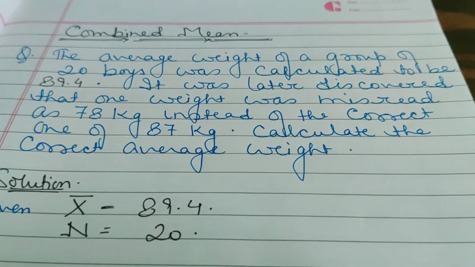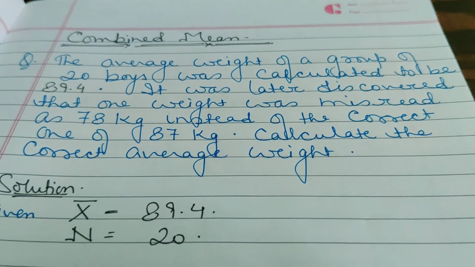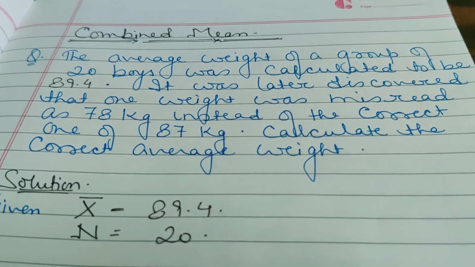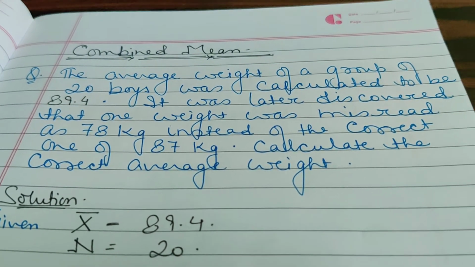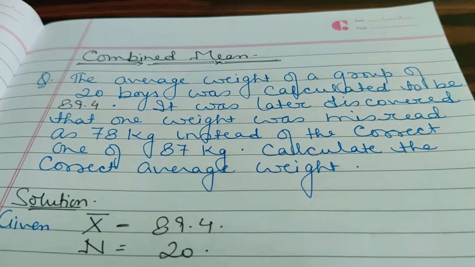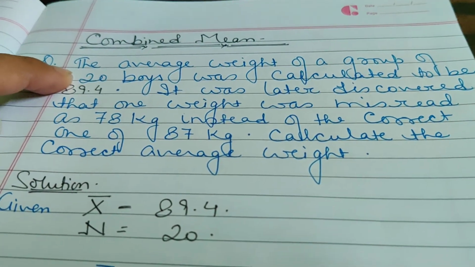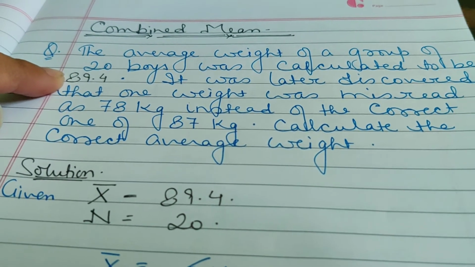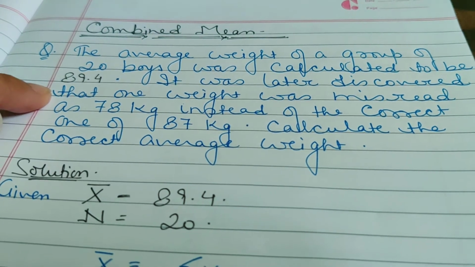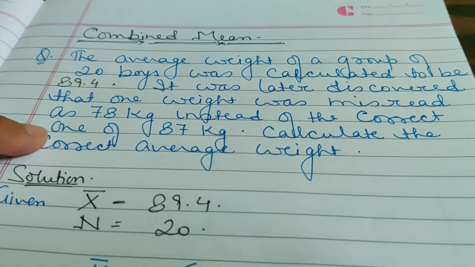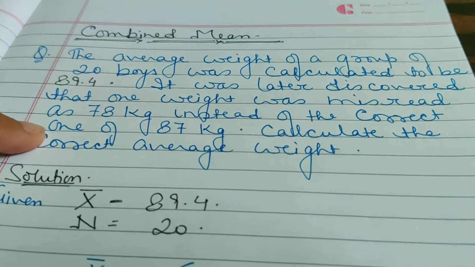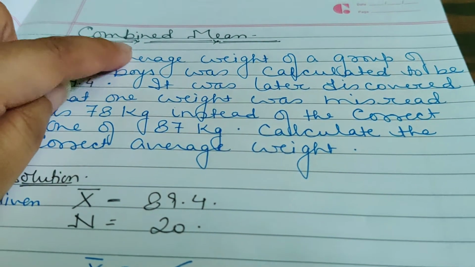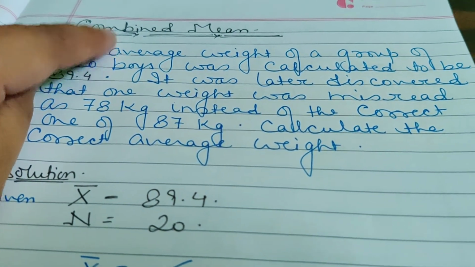The question is, the average weight of a group of 20 boys was calculated to be 89.4. Right? The mean weight of 20 boys is given as 89.4. That means n is 20, the number of boys is 20, and 89.4 is the average weight. It was later discovered that one weight was misread as 78 instead of the correct weight of 87 kg. Now you have to calculate the correct average weight. Children, I am again reminding you, this is not combined mean, this is corrected mean. Please correct it here.